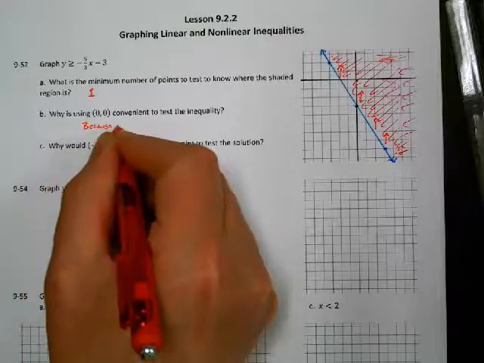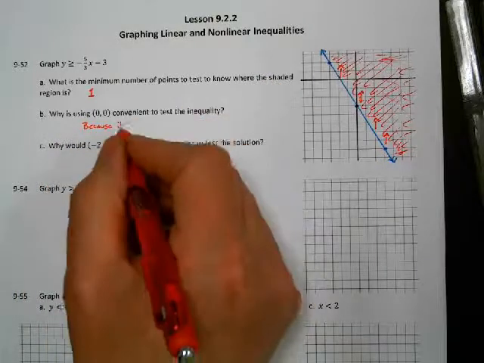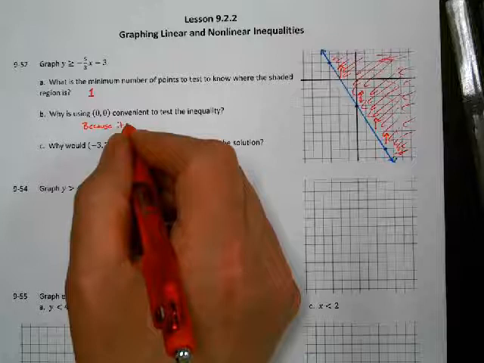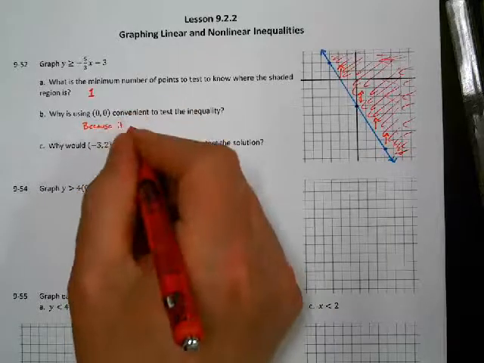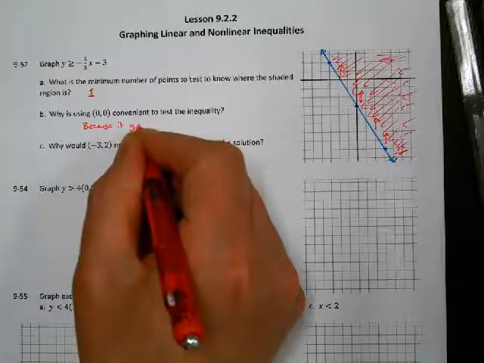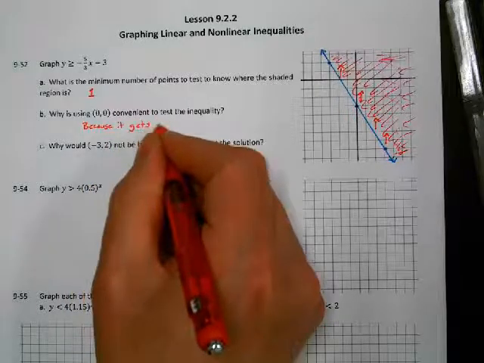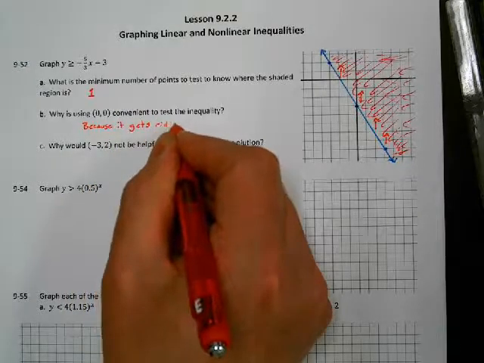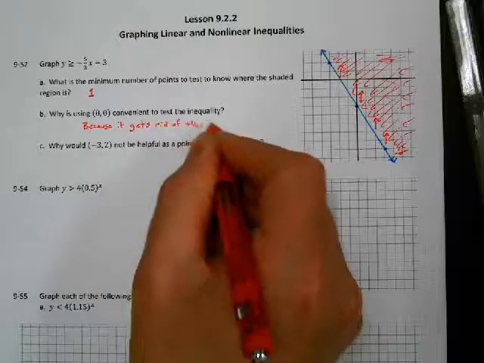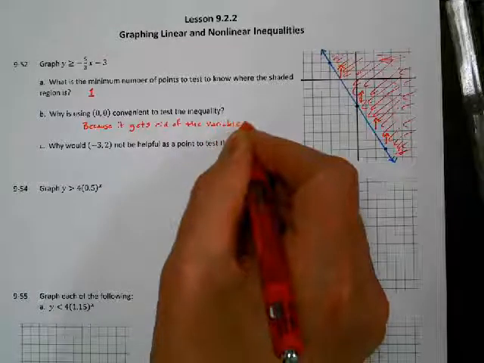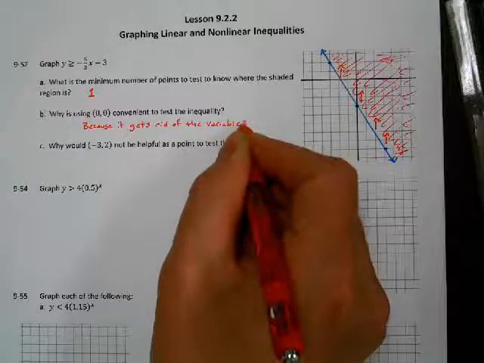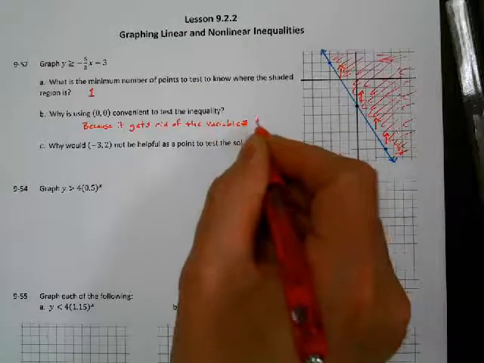Because it gets rid of the variables. Yeah, we'll do that. So because it gets rid of the variables and their coefficients. Can't write. Variables and their coefficients.